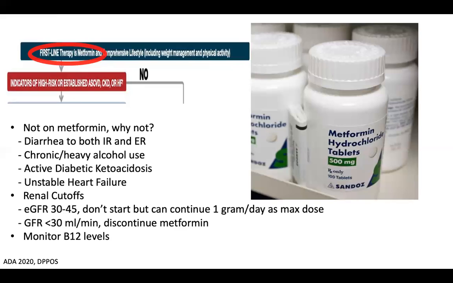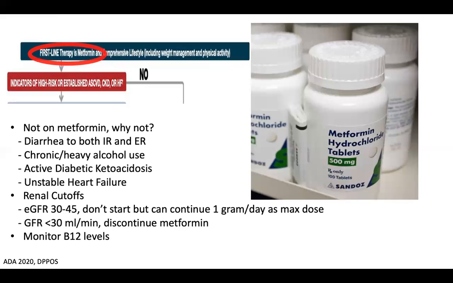In terms of active diabetic ketoacidosis, we shouldn't use metformin, but if your patient has recovered from it, then we can consider it. Metformin also is not recommended in patients with unstable heart failure, since with metformin adequate blood flow to kidneys is necessary.